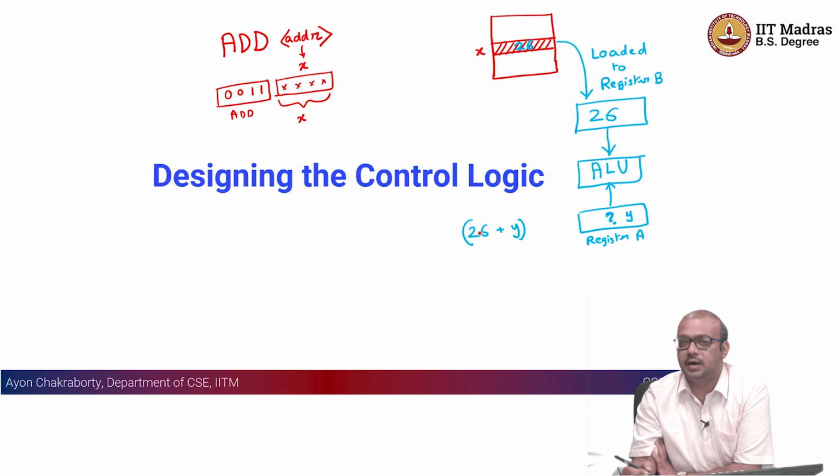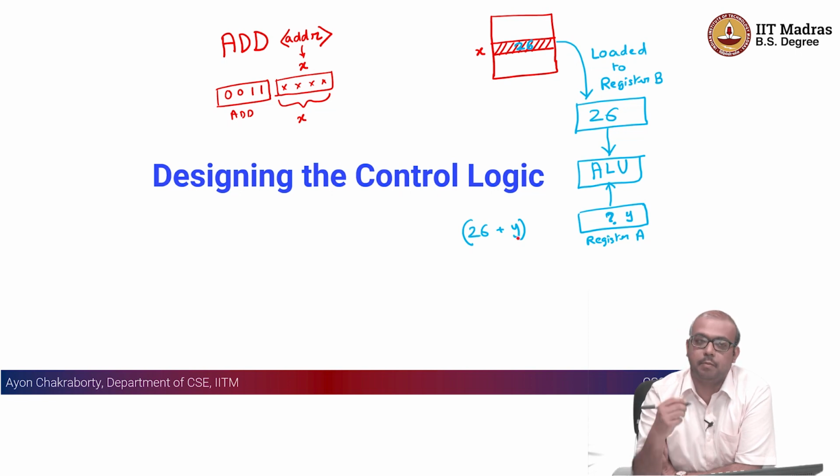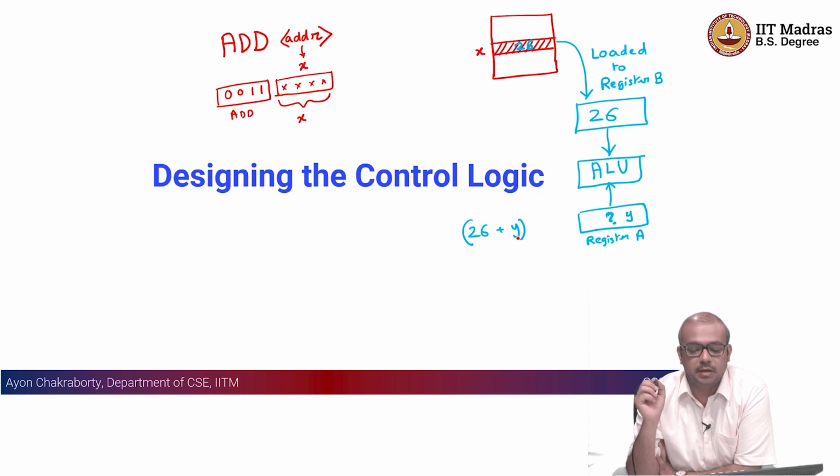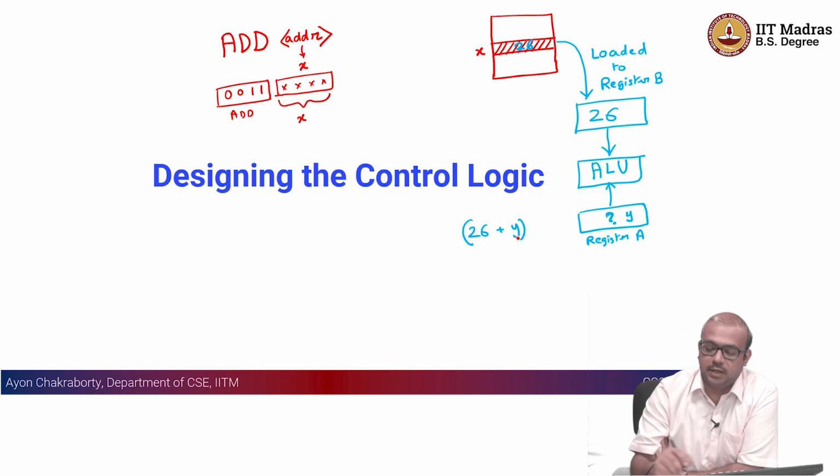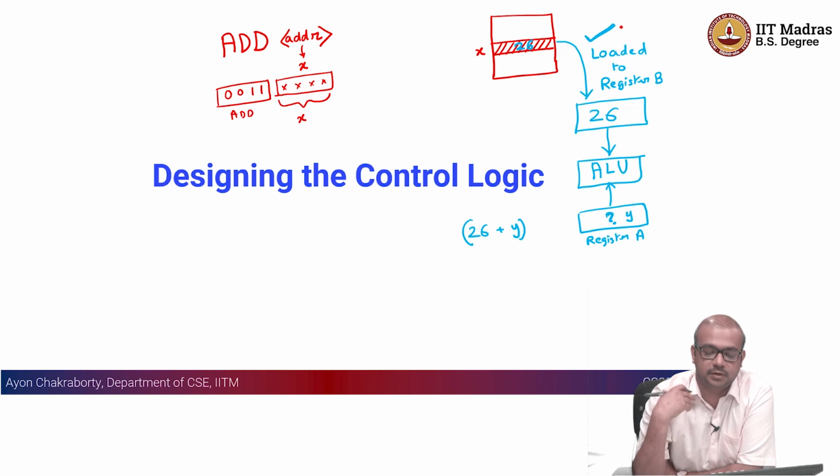But we are not done yet, we have promised more. The third part of the promise was that this 26 plus y number is going to be available in register A. So, the first thing is that it is not really something that is exposed to the outside world. I am not telling them how I am doing it.